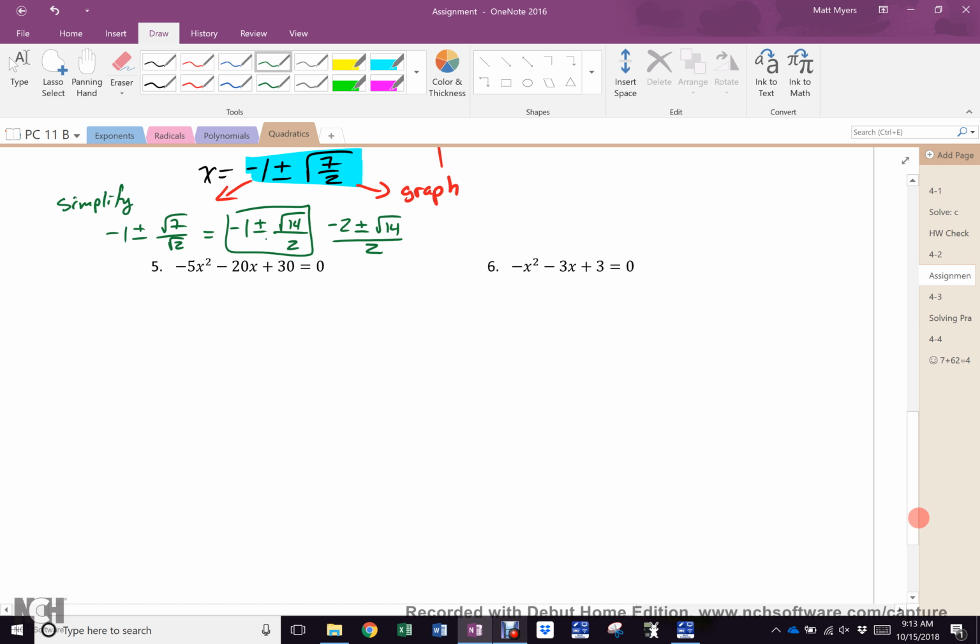What makes 5 and 6 ugly? What makes 5 and 6 ugly? I've got a coefficient and it's negative. But does it change? How do I get rid of it? When it was positive 5, would have divided everything by 5, right? So when it's negative 5, what do I divide it all by? Negative 5.